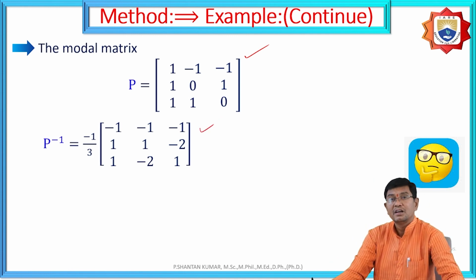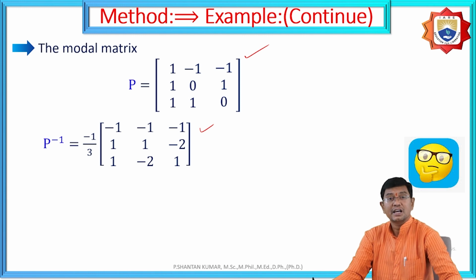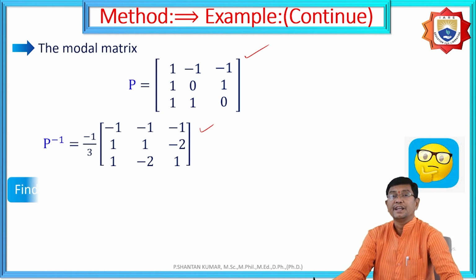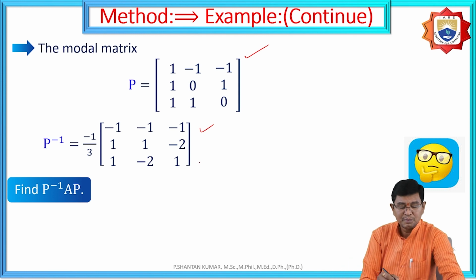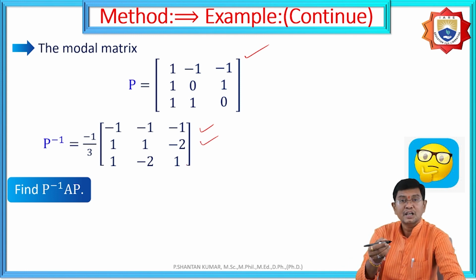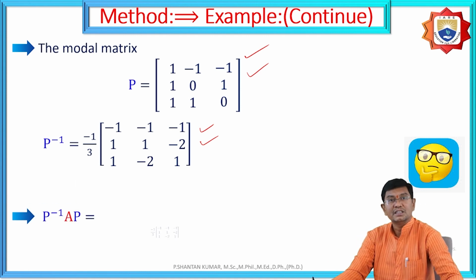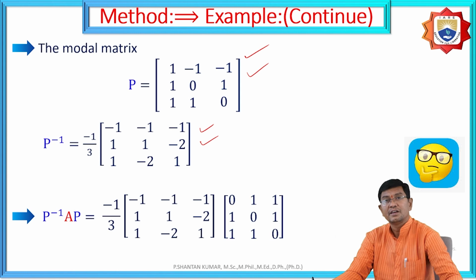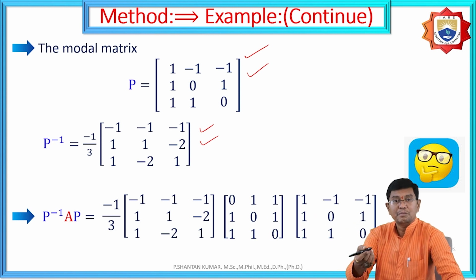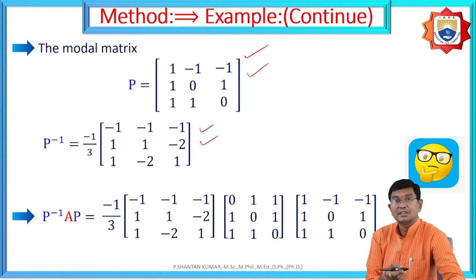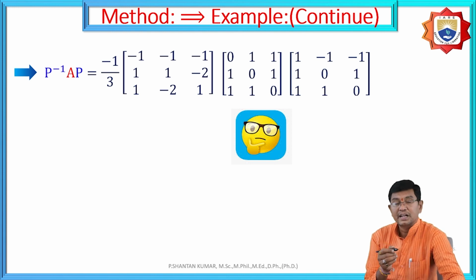And further, the diagonalization of a matrix is P inverse A P. We know P inverse is this matrix, A is the given matrix, and P is the collection of eigenvectors. Taking the product of these three matrices one by one, we obtain the output matrix. What is the final matrix? The final matrix is the diagonal matrix.